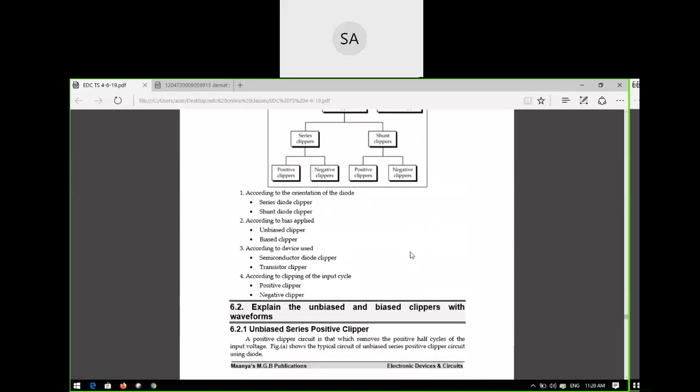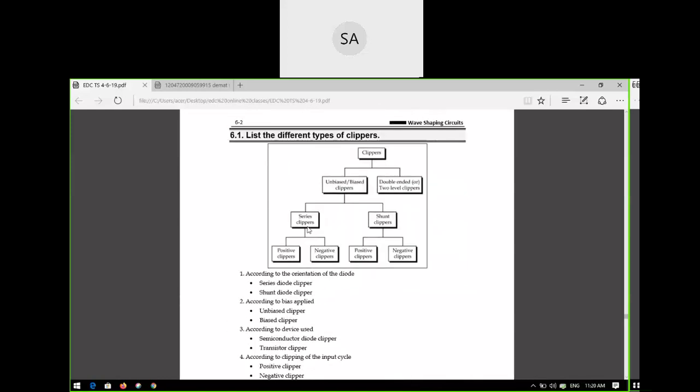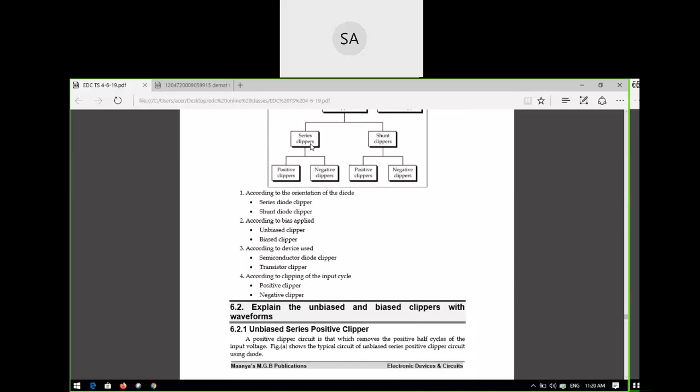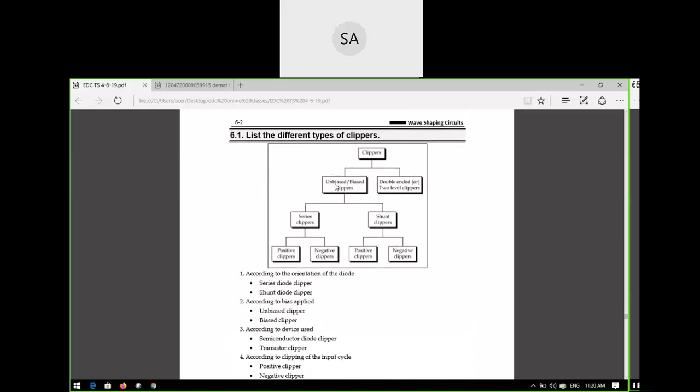For example, if you see the unbiased clippers, what are they? Series. What is the unbiased series positive clipper? How many are there? Unbiased and biased, this is two, this is two, four. Again biased also, this is two, this is two, this is four. 8 plus 1, 9. So there are a total of 9 clippers you have to learn in this chapter.